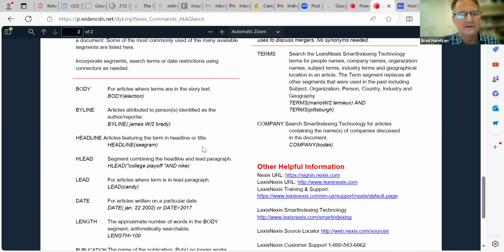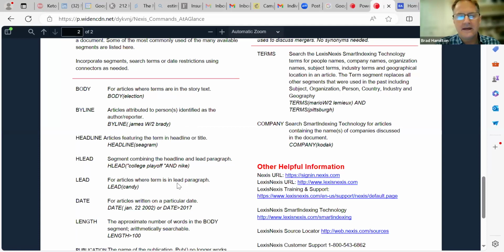This is one I like over here, byline. So let's say you're looking for stories just by a particular reporter. You type in byline right here like this, and then you put the reporter's name in parentheses. So you want to see every single article that Bob Woodward ever published. Bam, there it goes. You put his name in there.